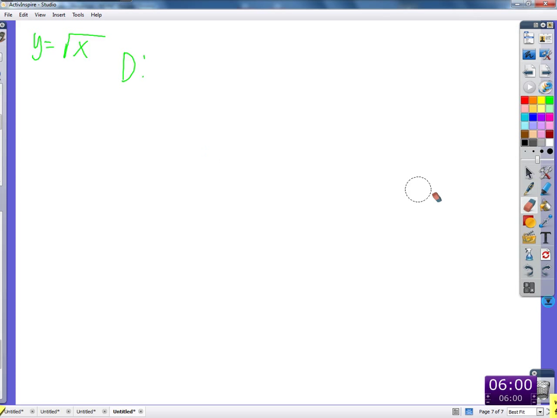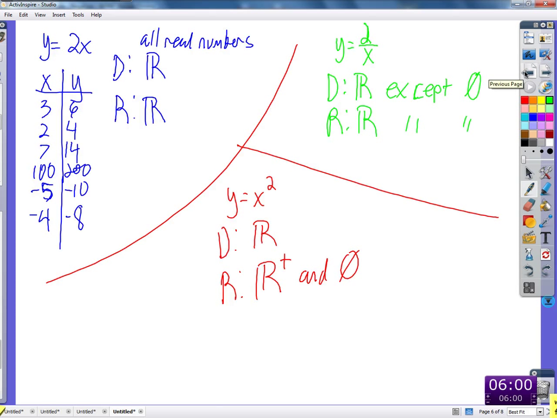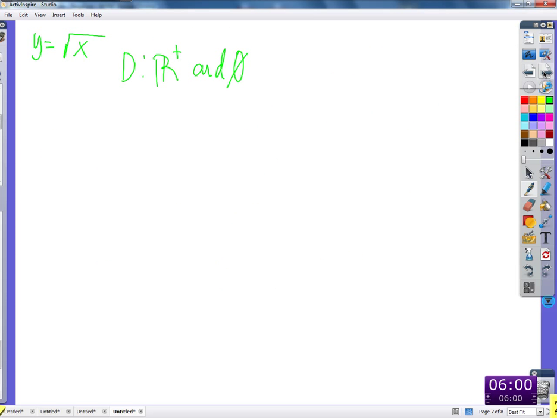All numbers. And then a positive. Yes, all positive real numbers, so I could have just left that. All positive real numbers and zero. That looks familiar. That looks like the range of this guy. No coincidence, because this is x squared. The square root of x, they're inverses. Square a number, find a number that is its own square root, it is a number times itself.